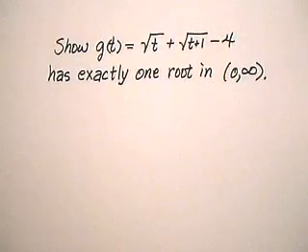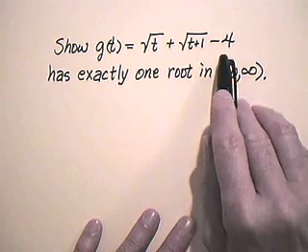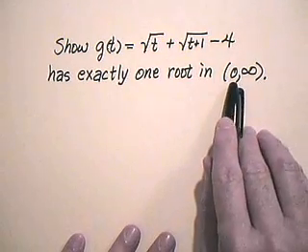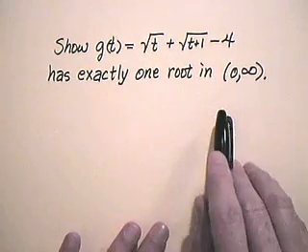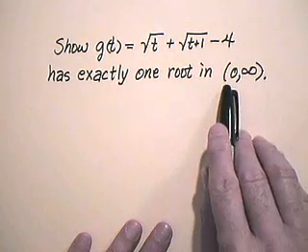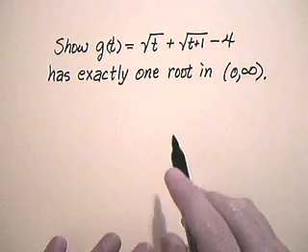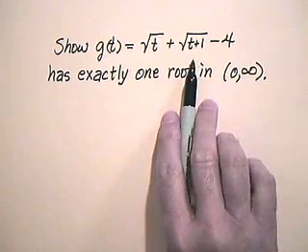Let's look at a problem where we use Rolle's theorem to analyze the roots of a function. Show g of t equals square root t plus square root of the quantity t plus 1 minus 4 has exactly one root in the open interval 0, infinity. In fact, we'll show it has exactly one root in the closed interval from 0 all the way out to infinity. Notice the function's domain is all numbers t greater than or equal to 0.